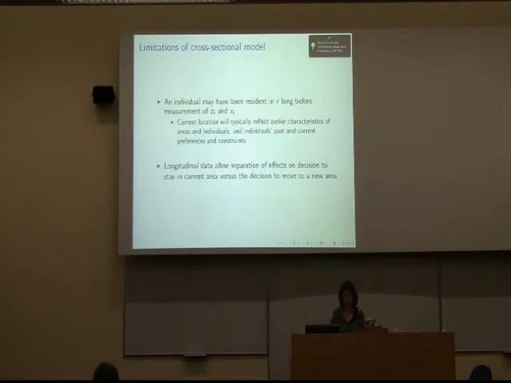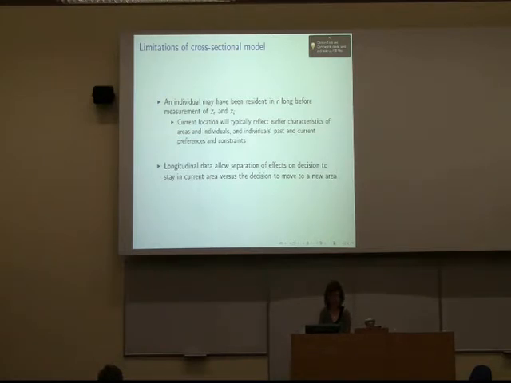Okay, well, limitations of a cross-sectional model. Well, of course, we know that a person could have been resident in the area that we observe for a very long time. There's a lot of inertia in the housing market for various reasons. And of course, where a person lives then may reflect characteristics of the area that were relevant at the time that they moved there. It could also reflect characteristics of the individual that were relevant when they moved there. Okay? And a person's preferences and also their circumstances will change over time.